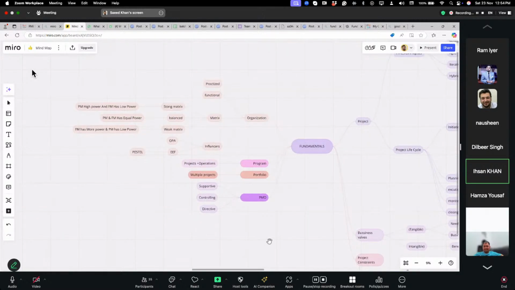PMO is the separate one. The project management office, we can further categorize into supportive, controlling, and directive.